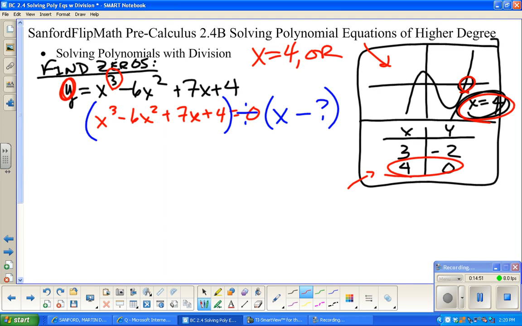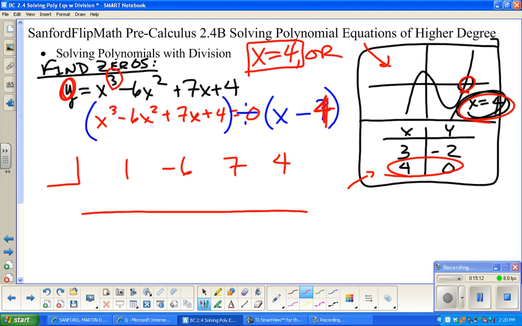Okay, so this tells me two things. It tells me a 0, and it also tells me a factor. If x equals 4 is a 0, then x minus 4 must be a factor. In other words, if I divide, I should get a remainder of 0 if I use that factor x minus 4.